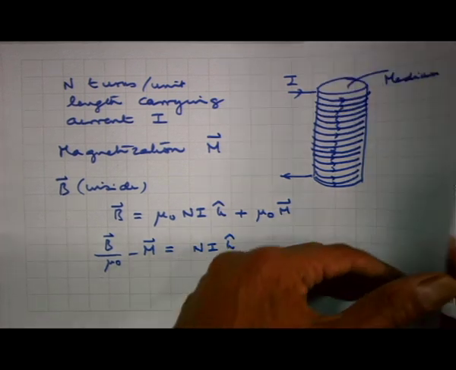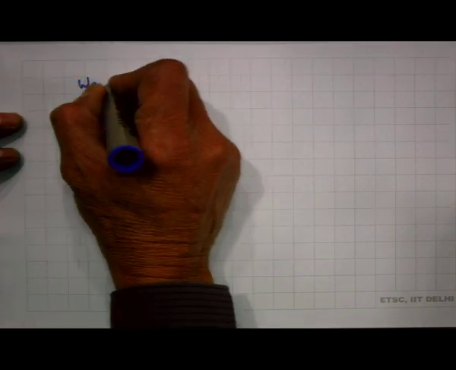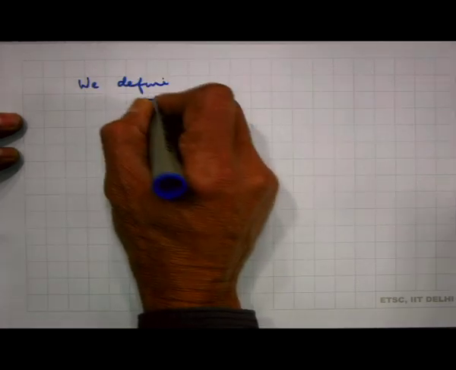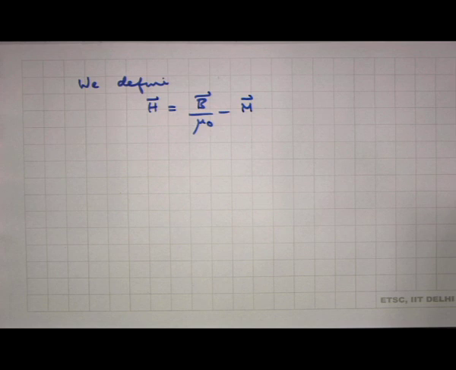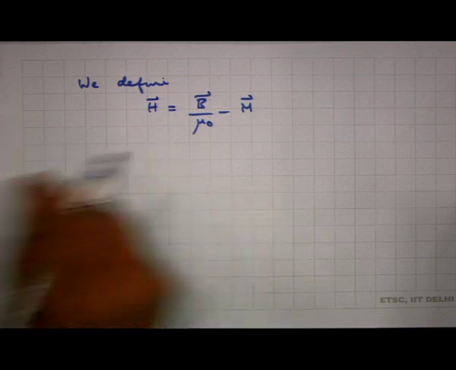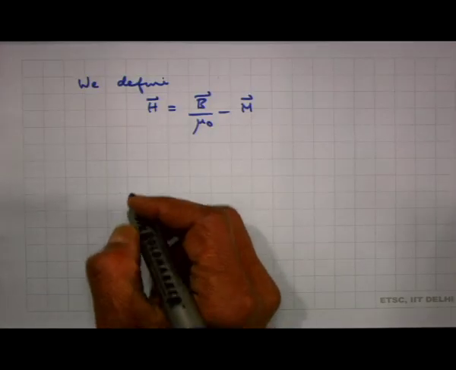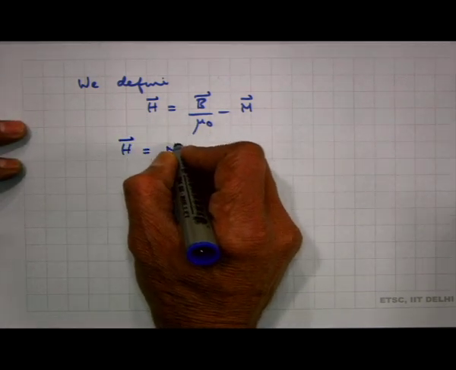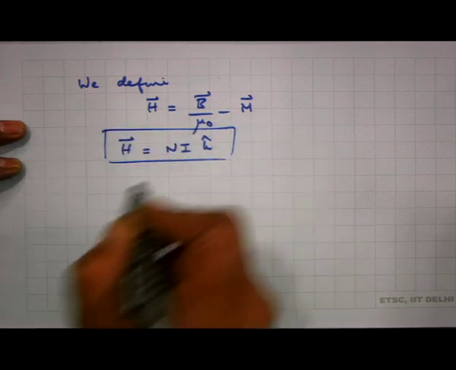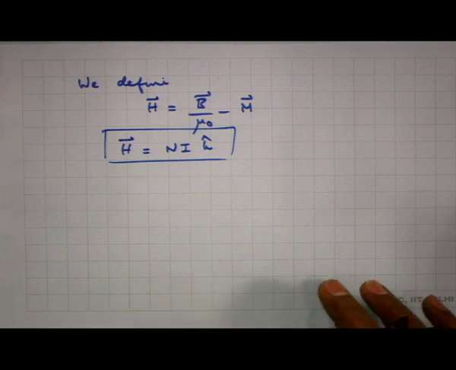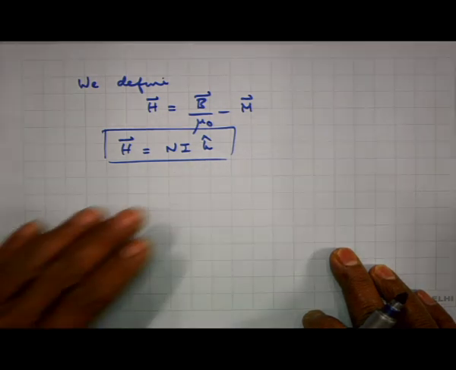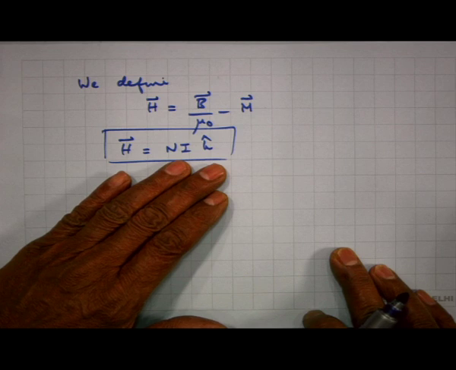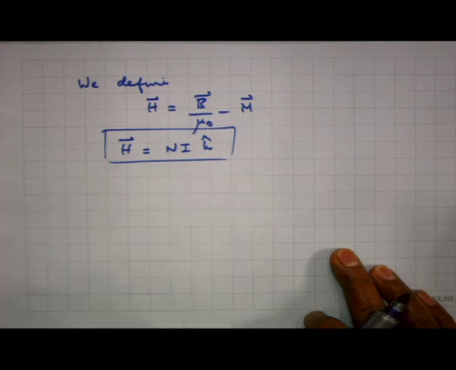Now, I introduce a new vector. We define H is equal to B by mu naught minus M. We define a new vector H vector which is B by mu naught minus M. So, I can substitute H vector into this equation and I get H is equal to Ni times k cap. Now, please remember, H vector contains the properties of the medium through the magnetization, and on the right hand side there is no aspect of the medium at all. I have defined a new vector H vector which contains the medium property of M vector.